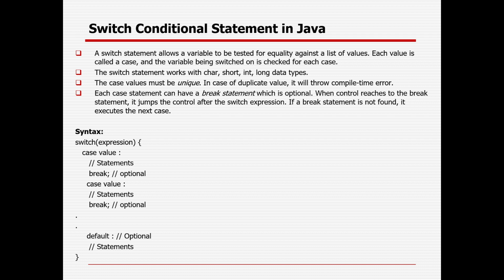Each case statement can have a break statement, which is optional. When control reaches the break statement, it jumps to after the switch statement. If a break statement is not found, it will execute the next case. You already learned the importance of the break keyword for the different kinds of loops: for loop, while loop, do while loop. In case you used break, the remaining loop statements will not be executed, and it will break out of the loop. Similarly, it will also work for the switch statement. So let's try to understand.